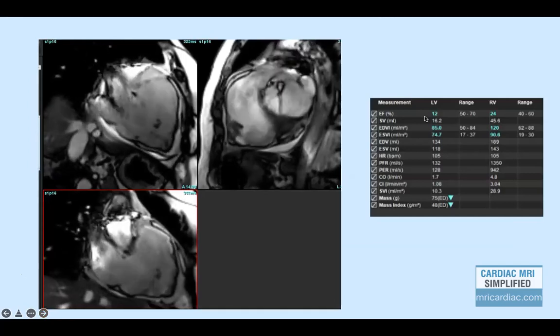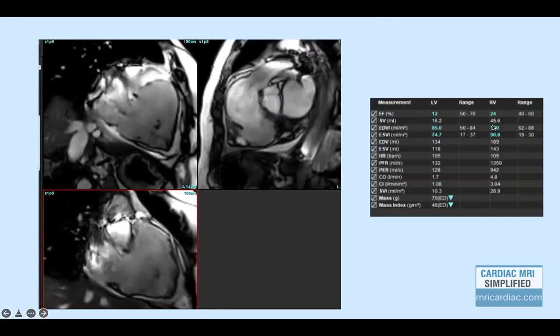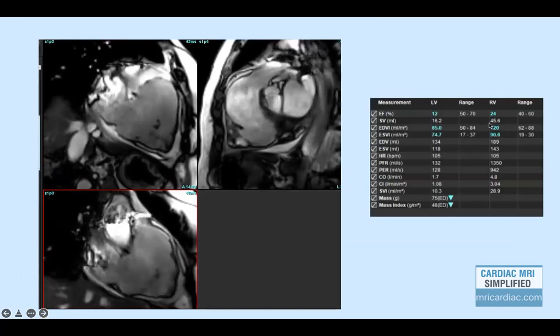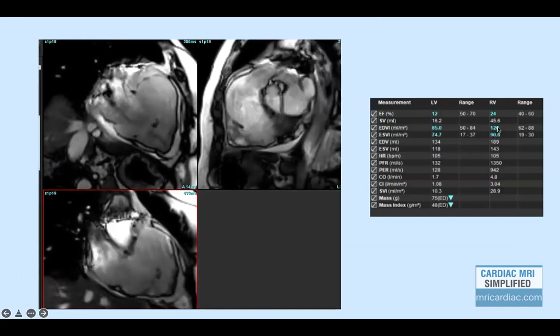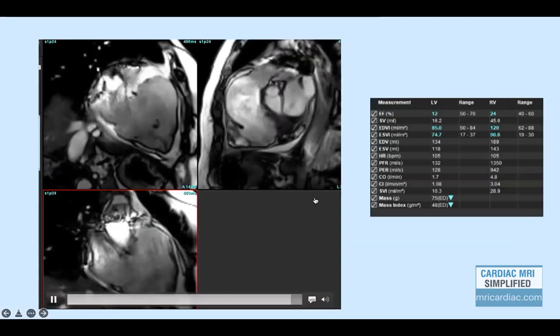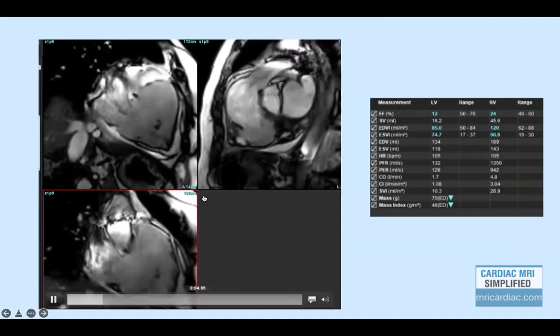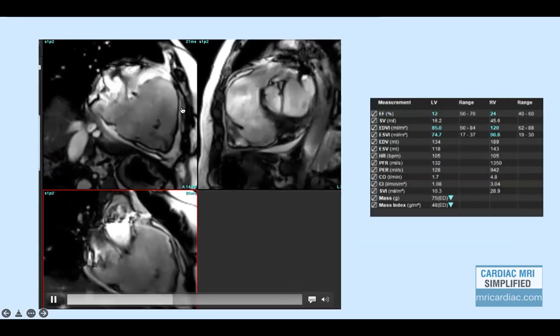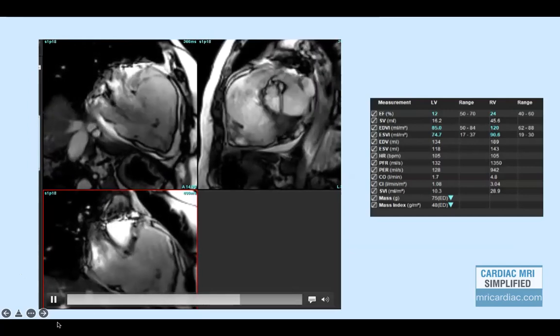LVEF and RVEF both were significantly reduced. And as we see over here, the RV end diastolic volume was also significantly increased. These are right ventricular views, which again confirm the presence of segmental dyskinesia involving the right ventricle.